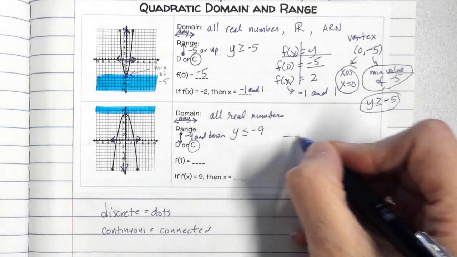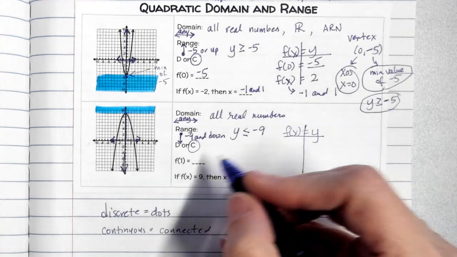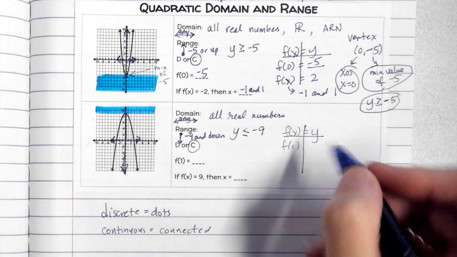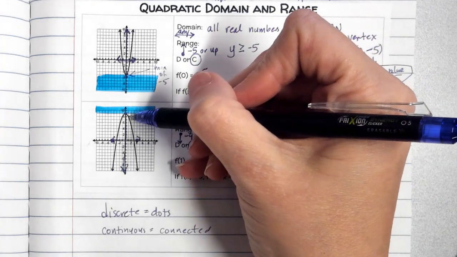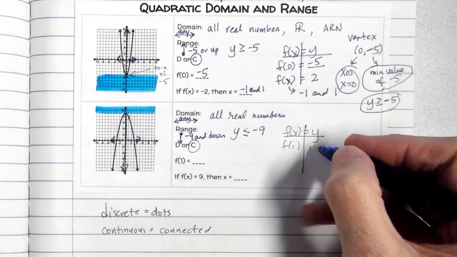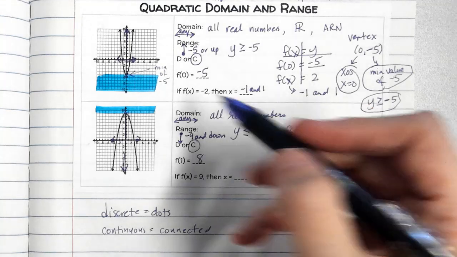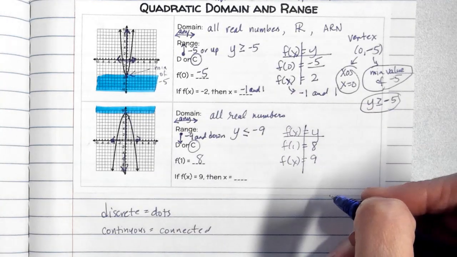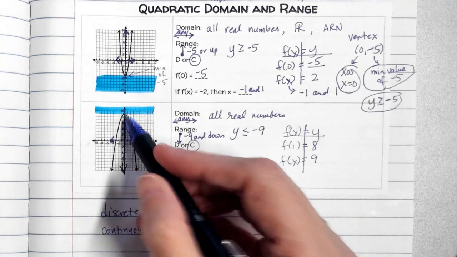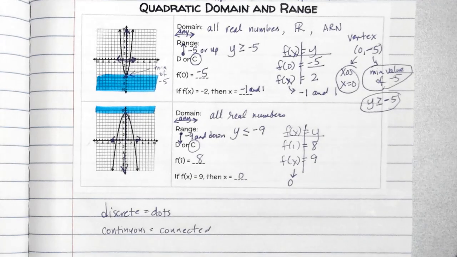All right. Make my little table here. f of x equals y. Okay, so f of 1 means they gave me an x value of 1. If I go over 1, the y value that goes with it looks like it's 8. Okay. They said f of x equals 9. Well, I only see one value there, and that's when x is 0. Real quick, tell me why is there only one value?